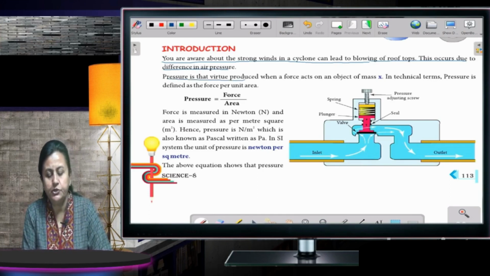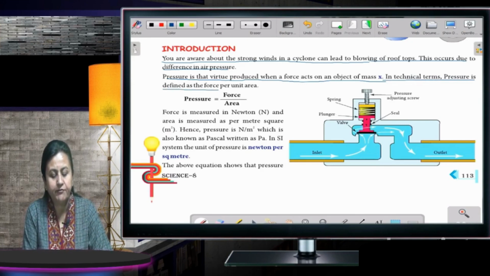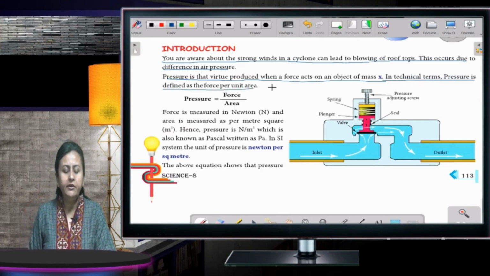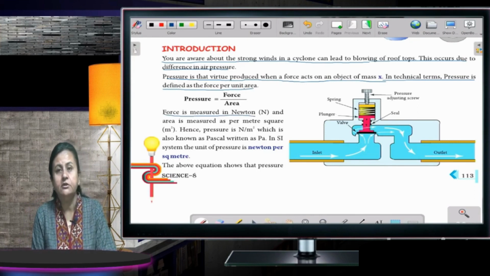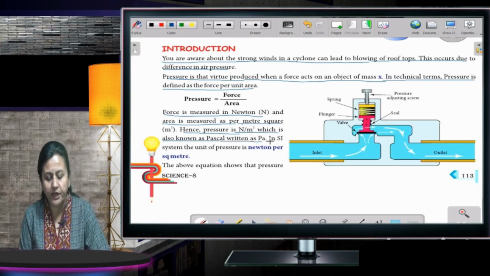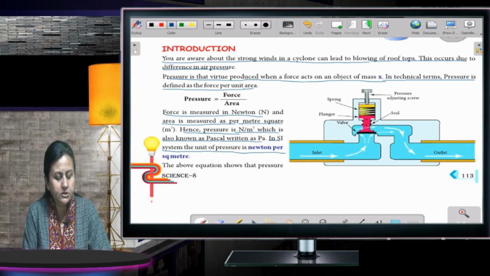Pressure is that virtue produced when a force acts on an object of mass x. In technical terms, pressure is defined as the force per unit area. So, pressure is force upon area. Force is measured in Newton, that is N, and area is measured in meter square. Hence, pressure is Newton per meter square, which is also known as Pascal, written as Pa. Pa stands for Pascal. In the SI system, the unit of pressure is Newton per square meter.